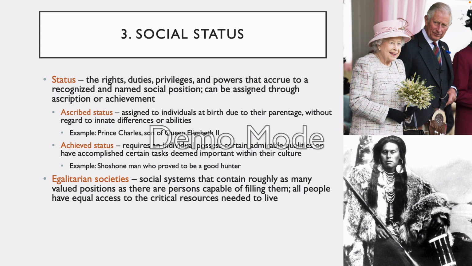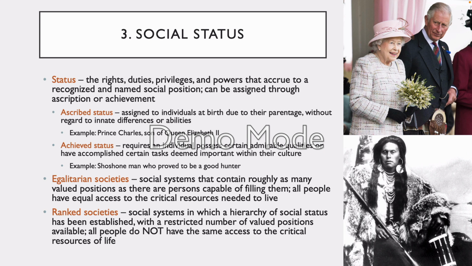How we talk about these sorts of differences within archaeology then are egalitarian or ranked societies as two ends of a spectrum. Within egalitarian societies, everyone's relatively equal in terms of status and in terms of the types of positions that they're able to fill, and everyone has relatively equal access to the critical resources they need to survive. Within ranked societies, on the other hand, we see this hierarchy of social status that's been established. There's only certain numbers of people that can occupy these valued positions, and not all people, so all people do not have the same access to the critical resources they need to live.